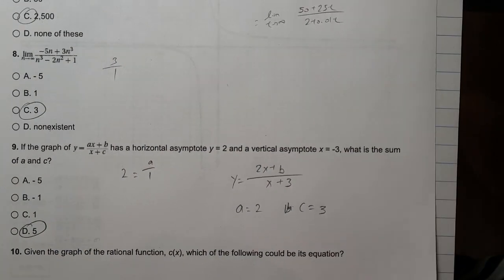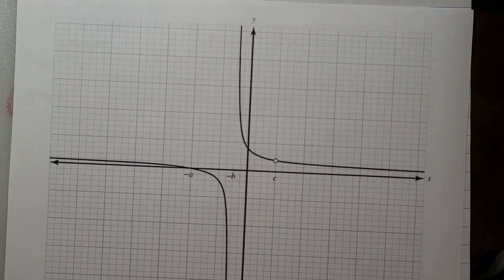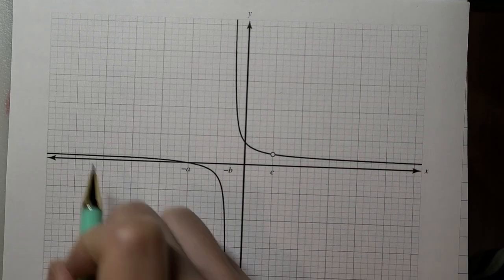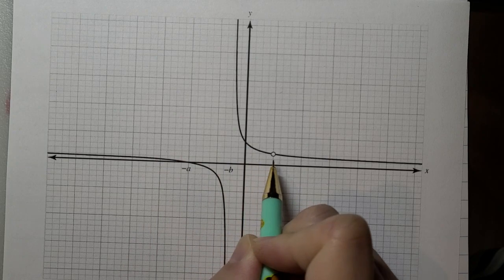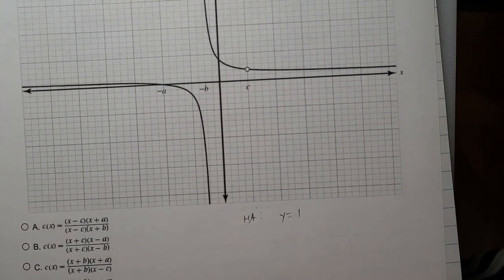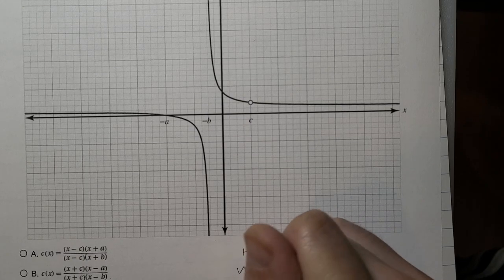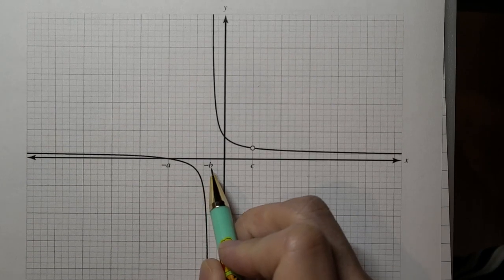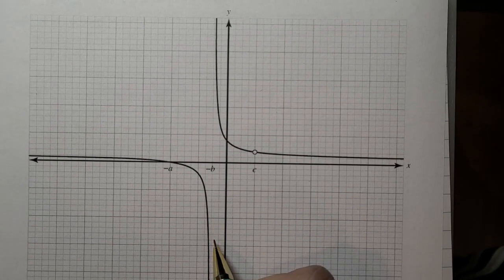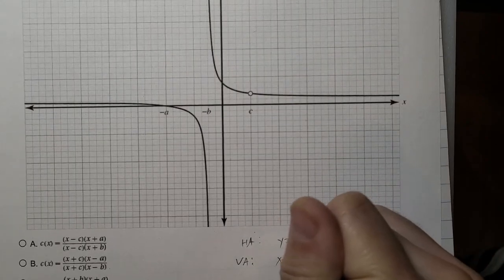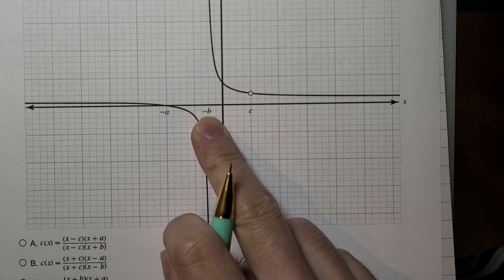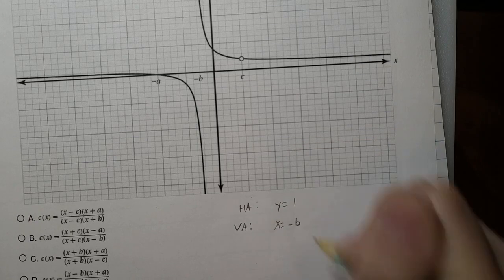Last one. Given the graph of the rational function C of x, which of the following could be its equation? So one more guy here. Okay, so notice there's the horizontal asymptote, this looks like y equals 1. There's a vertical asymptote at this value, right? So that would be x is minus b. You've got to be careful with this sign here. Yeah, okay, let's keep it as minus b.